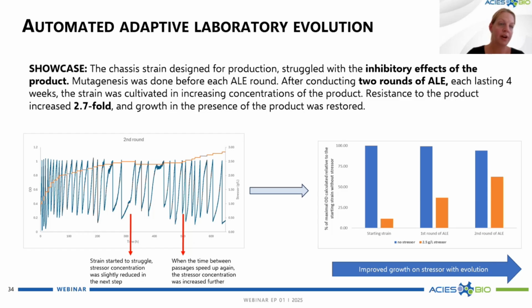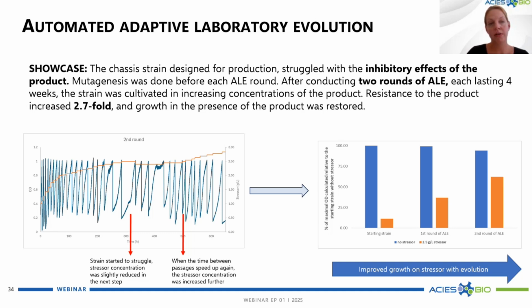But as the ALE progresses and the concentration is getting higher, the strain is starting to struggle. So we decrease these increasing steps a little bit. But after a certain time, the time between passages was getting really long, and in this case the growth really stalled. So we even reduced the stressor concentration a little bit, and we kept the stressor constant until the growth of the strain picked up again, and then we started to increase the concentrations of the stressor again.